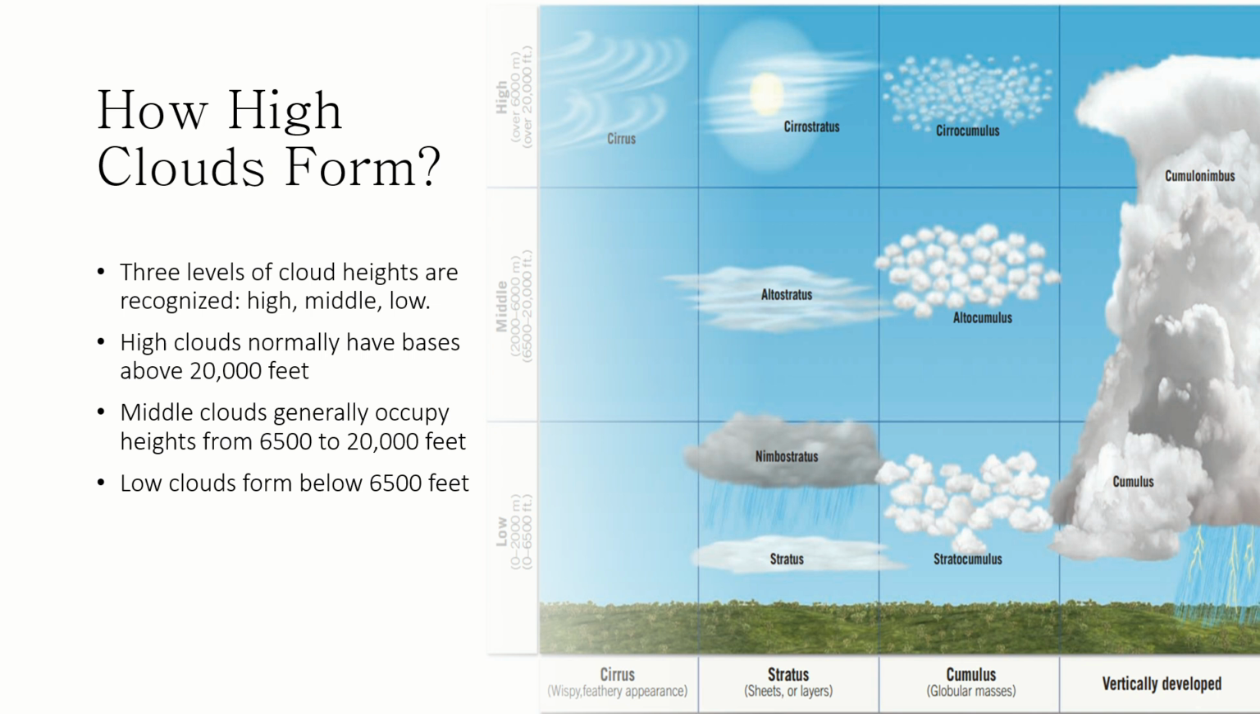As you can see based on the chart presented, there are 3 levels of cloud heights identified as high, middle, and low. High clouds normally have bases above 6,000 meters. Middle clouds generally occupy heights from 2,000 to 6,000 meters. Low clouds form between or below 2,000 meters, which are closer to the ground as you can see. Remember, multiple cloud types can be present at the same time. These low, middle, and high clouds, along with clouds of vertical development, are divided into 10 general clouds, which we will discuss after identifying cloud root names.